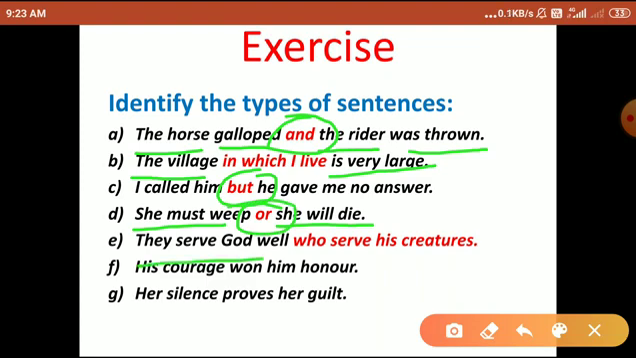They serve God well who serve his creatures. So they serve God well is a complete clause. It gives complete sense. Who serve his creatures is dependent on the first part. So it's a complex sentence. His courage won him honor. His courage is the subject, won him honor is the predicate. One subject and one predicate: this is a simple sentence. Her silence is the subject, proves her guilt is the predicate. One subject and one predicate is a simple sentence.